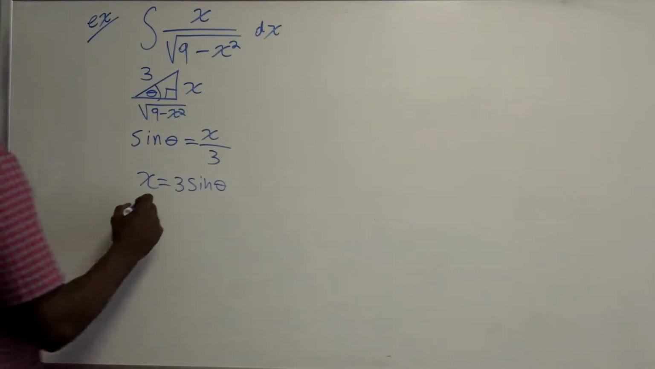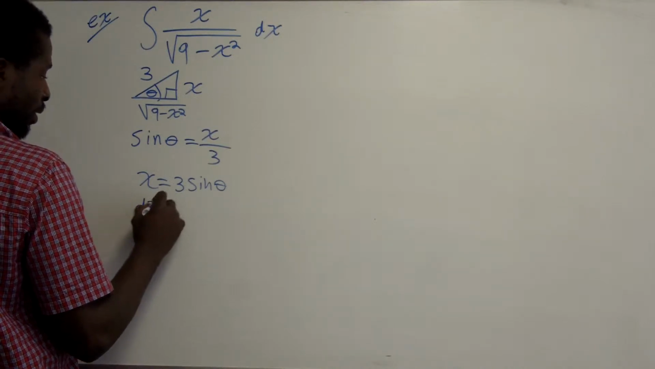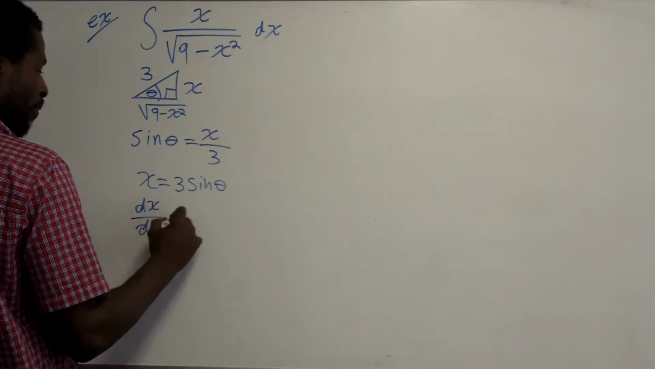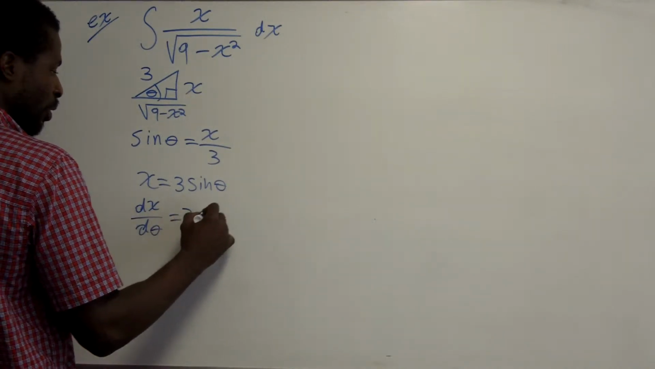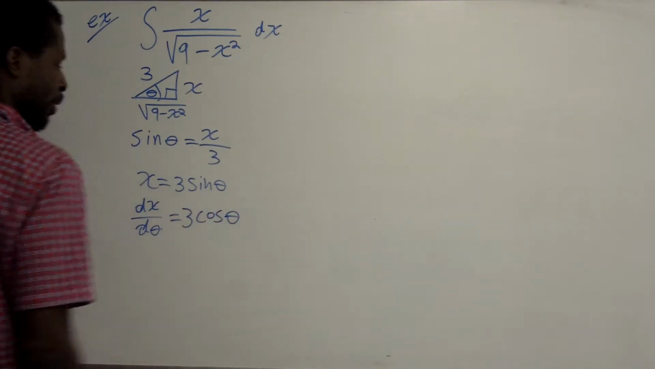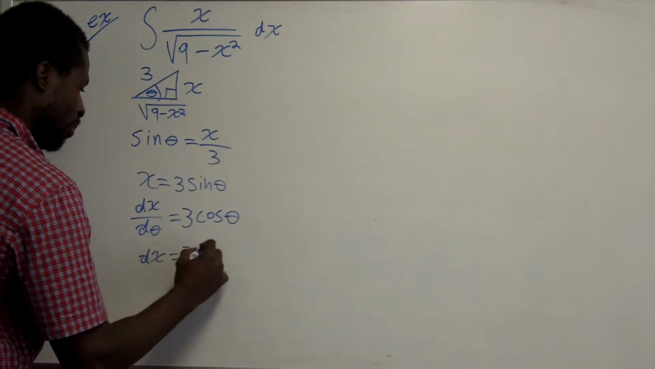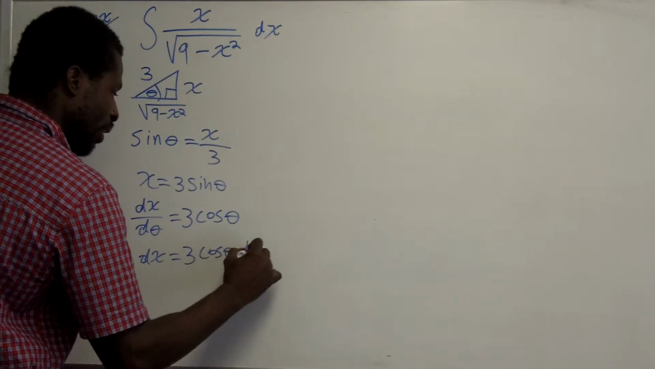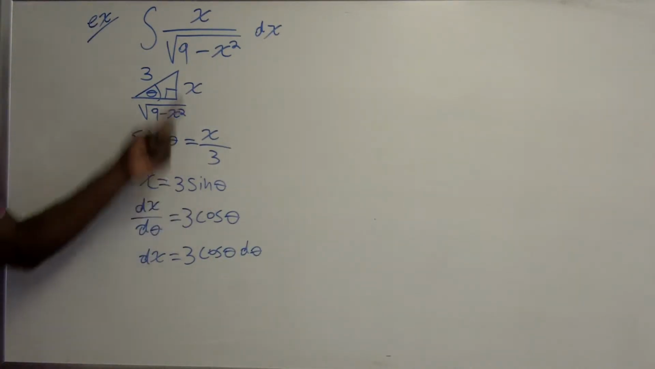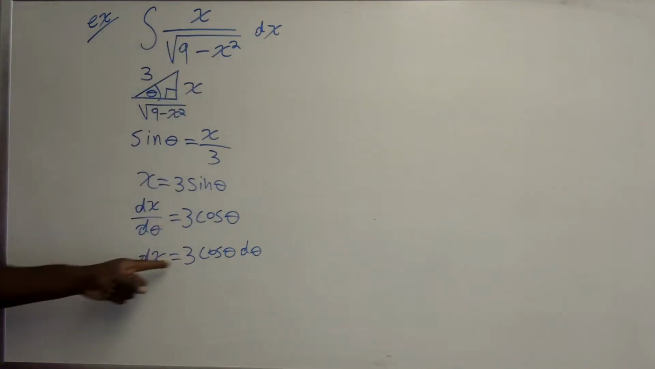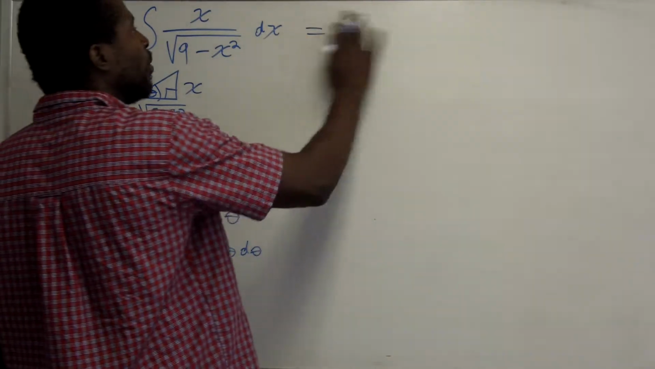And I also need to know what dx is. The derivative of this with respect to theta, well, the derivative of the sine is the cosine. So that means that dx is equal to 3 times the cosine of theta, d theta. So now I have everything I need to make a substitution. I have a substitution for x, so I can replace the x's, and I have a substitution for dx, so I can replace the dx. So after substitution, this integral becomes this.